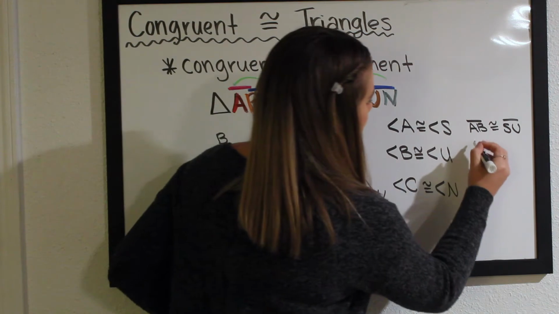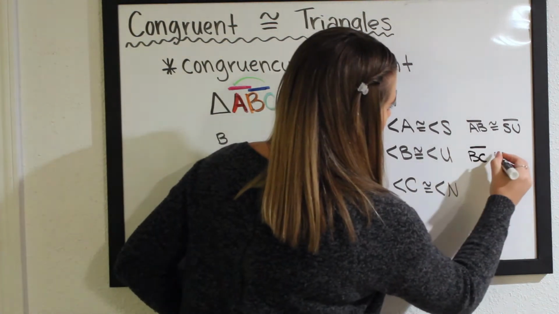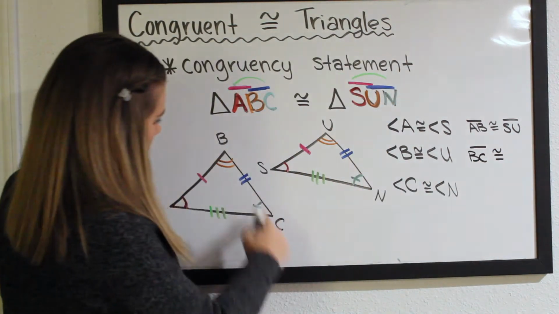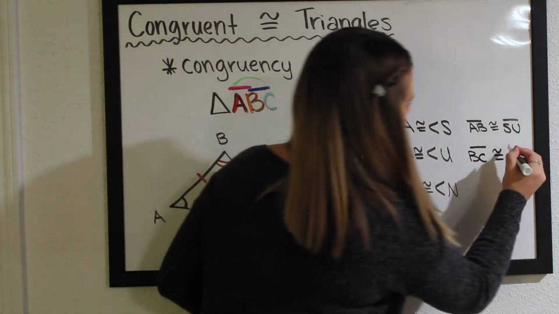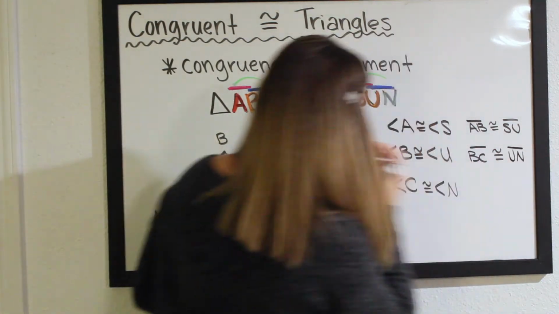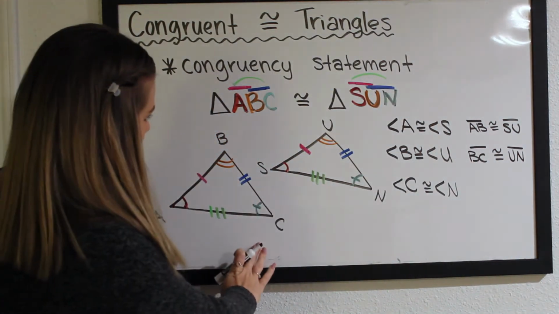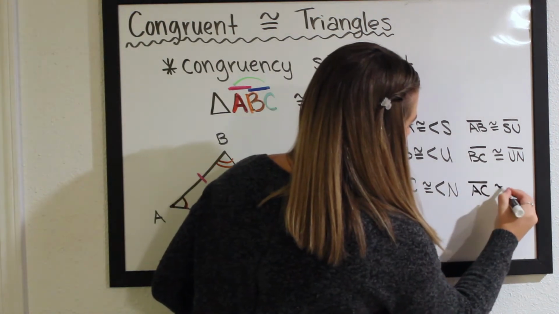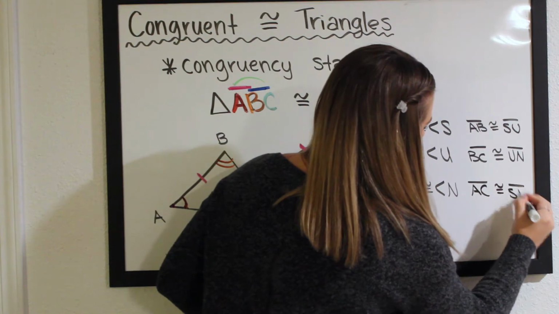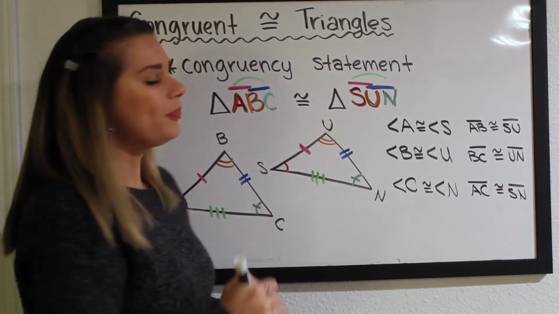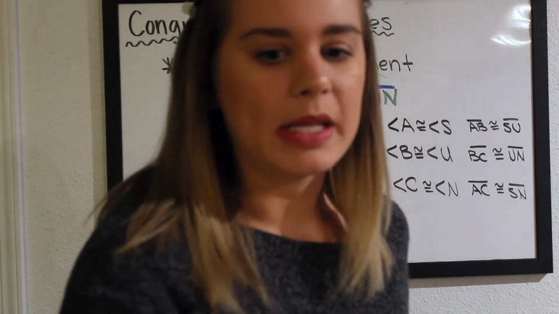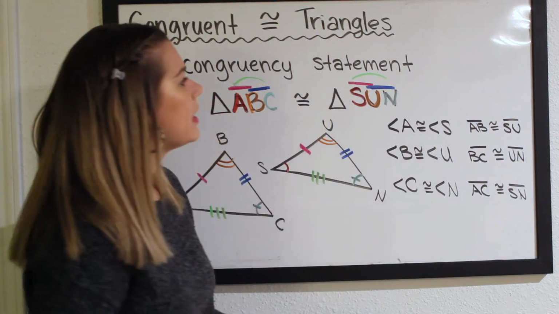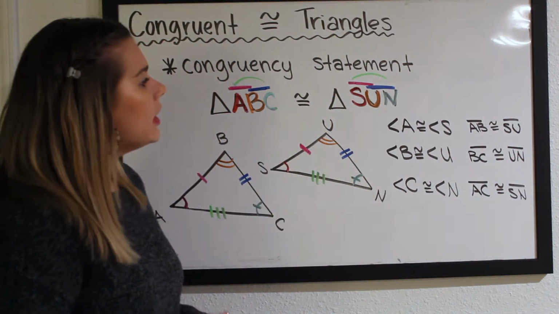Let's see, BC is congruent to UN. And finally, AC is congruent to SN. Okay, so this is the last piece here before we go into an application problem.